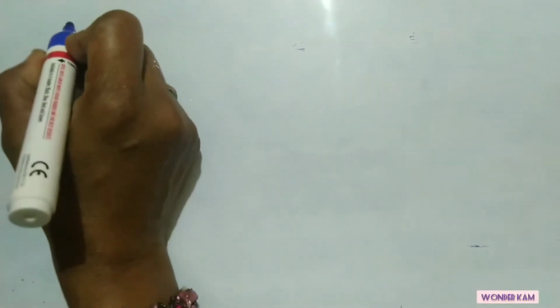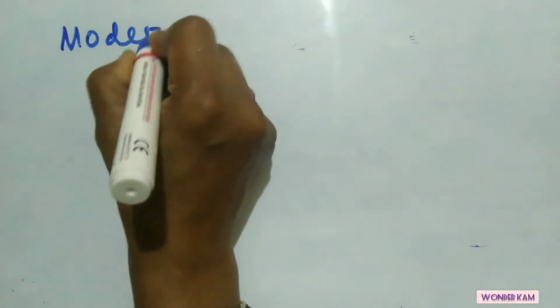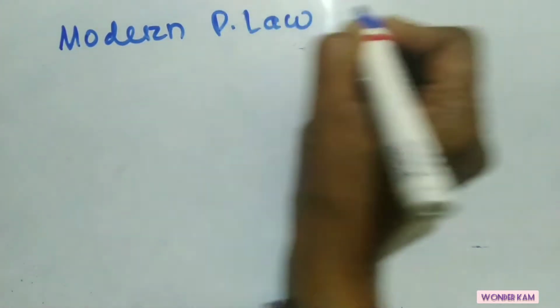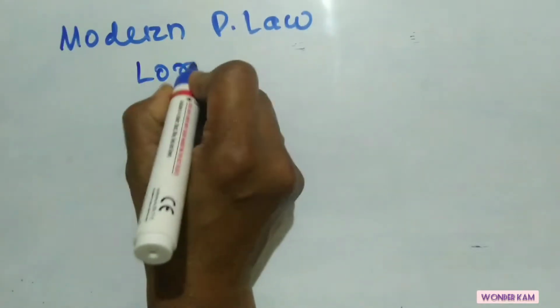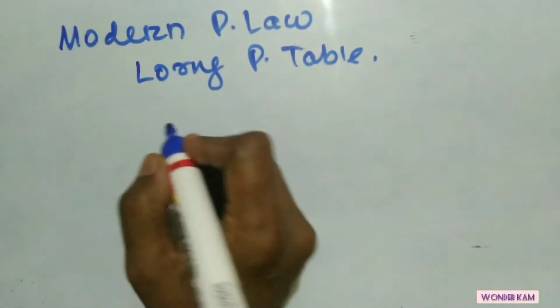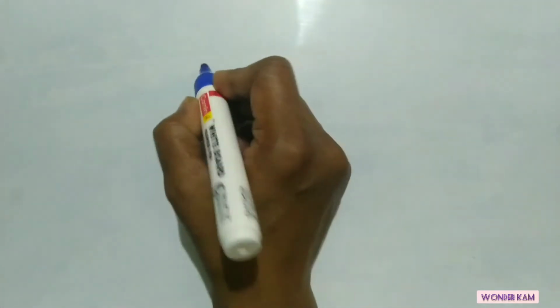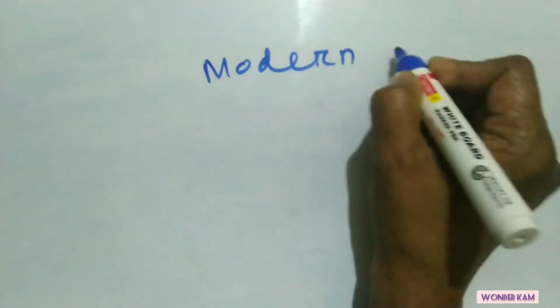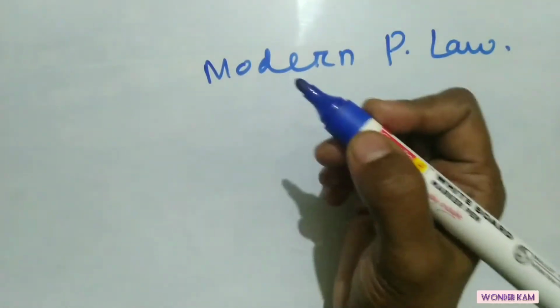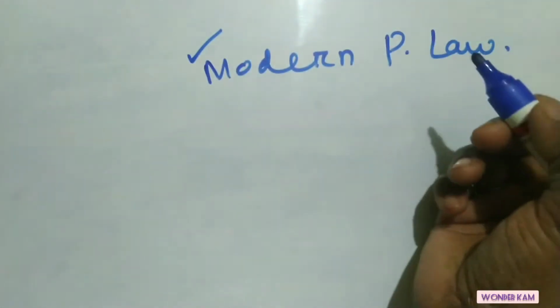In this video, I will discuss the modern periodic law as well as the long form of the periodic table. Just to overcome the drawbacks of Mendeleev's periodic table, Moseley put forward this modern periodic law. So let's discuss the fact which initiated Moseley to put forward this law.